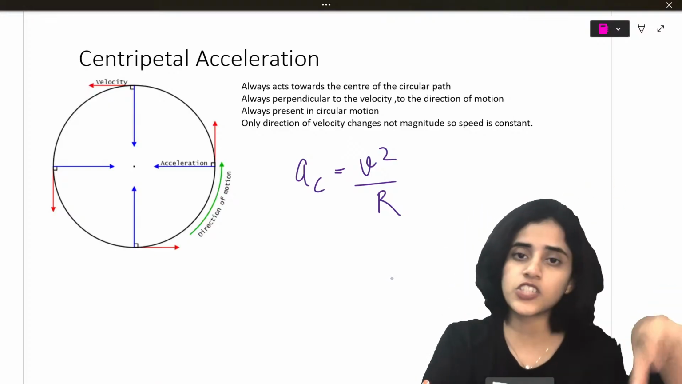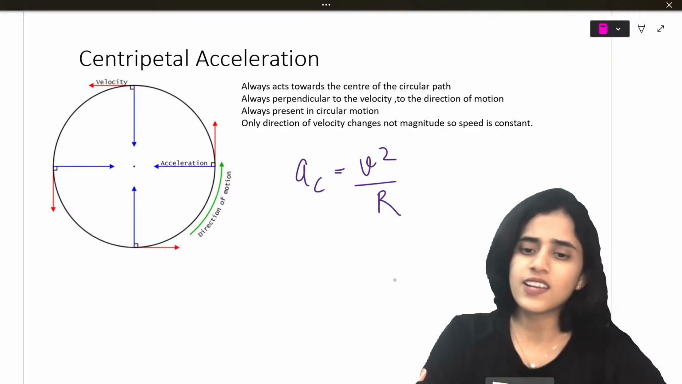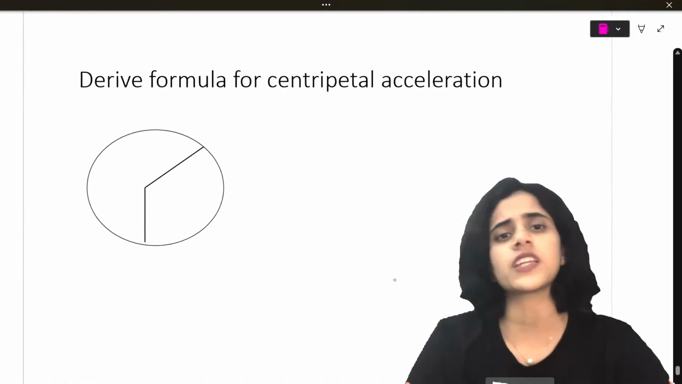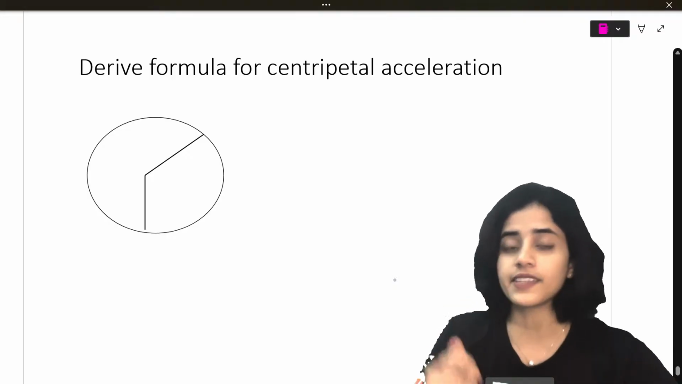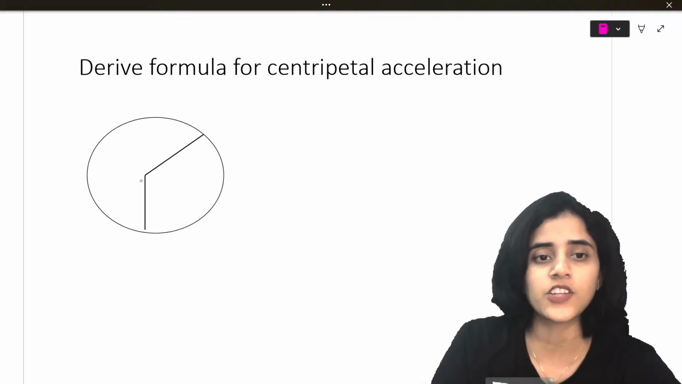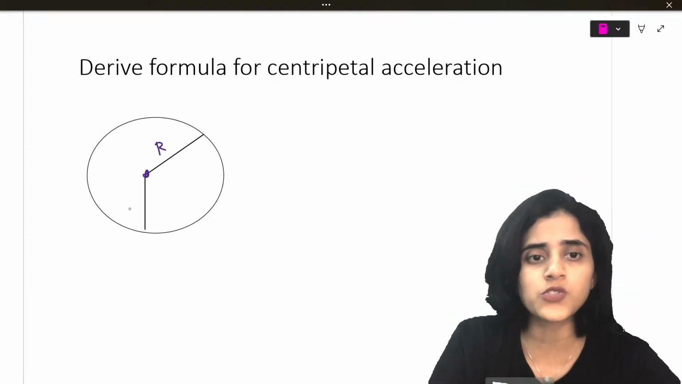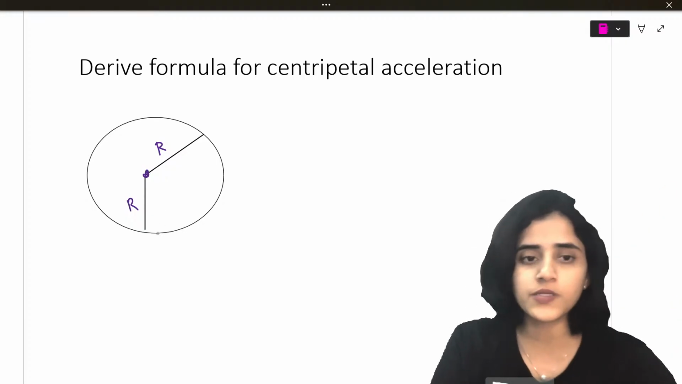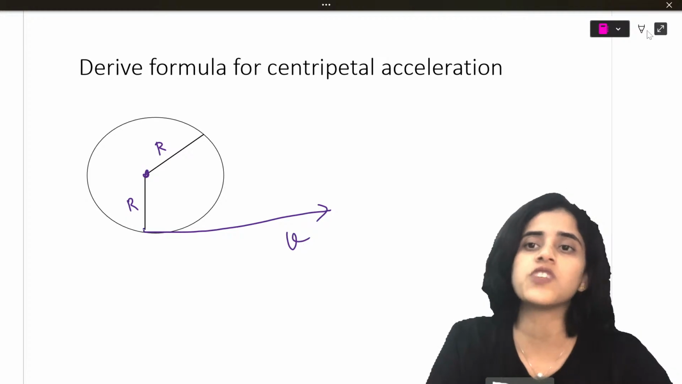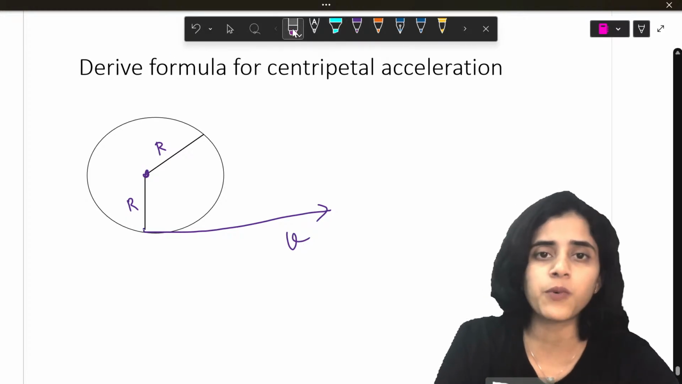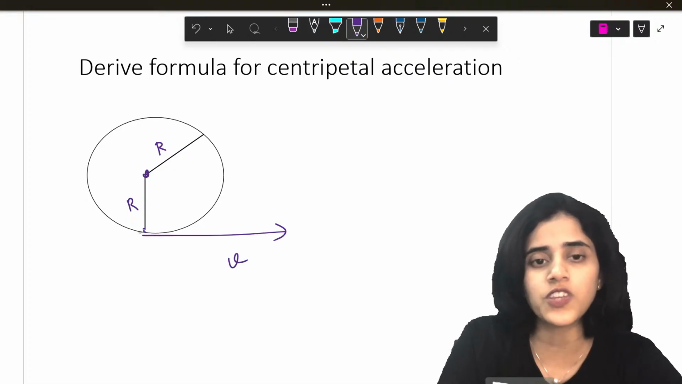Only velocity changes, speed is constant for centripetal acceleration. Not just for centripetal acceleration, for any circular motion. Now let's just quickly derive the formula for centripetal acceleration. So consider a circular path. So let these two be the radius of the path. And let's assume that it moves with a velocity v. So at this particular point, let's say the velocity is v.